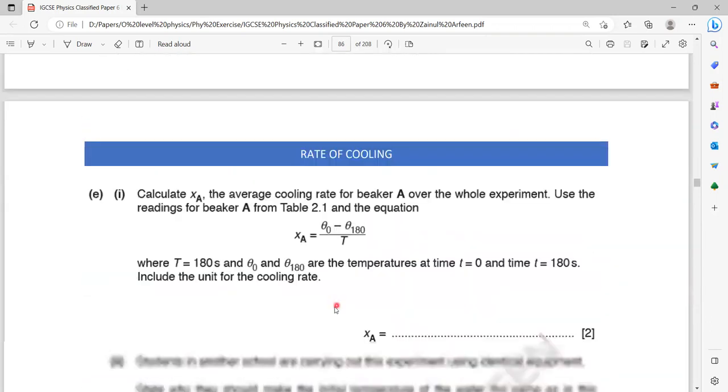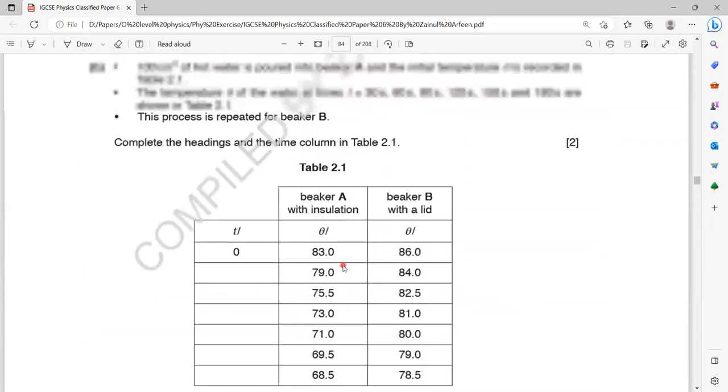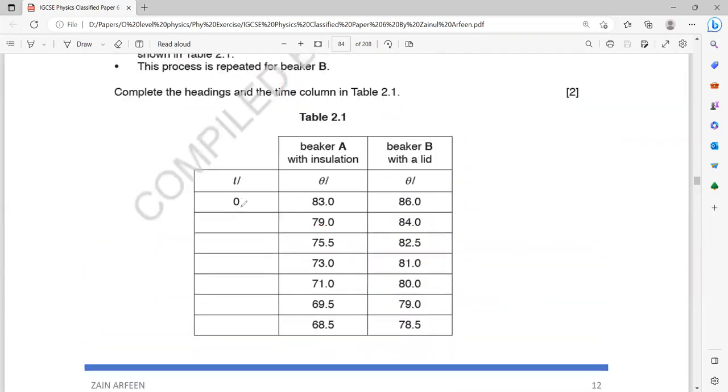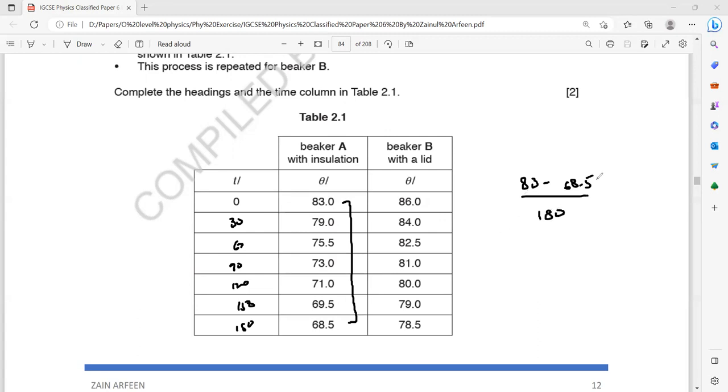So for beaker A, to work out the rate of cooling, this was 30, 60, 90, 120, 150, and 180. How do we work out the rate of cooling? We work out the temperature change. The temperature change was 83 minus 68.5, which was 14.5, divided by time. How much time is there? It is 180. So 14.5 divided by 180. What's the answer for this? 0.08.